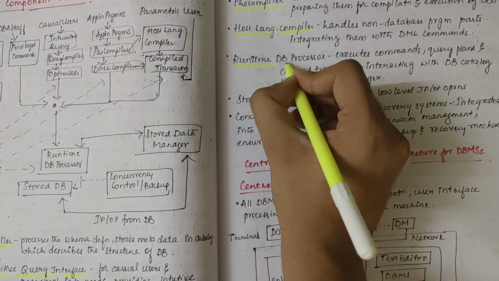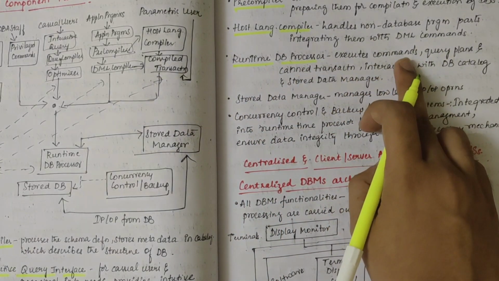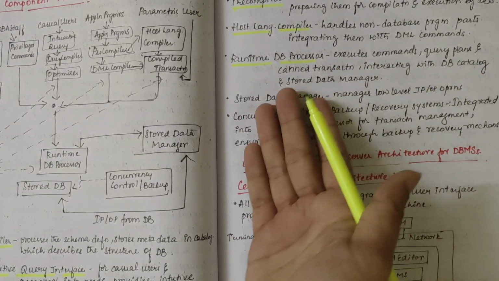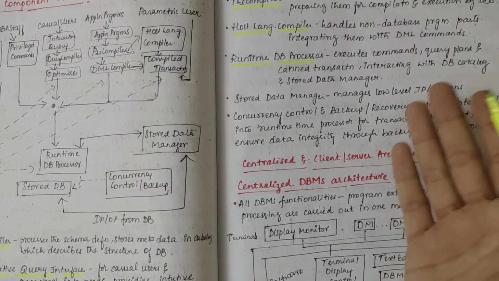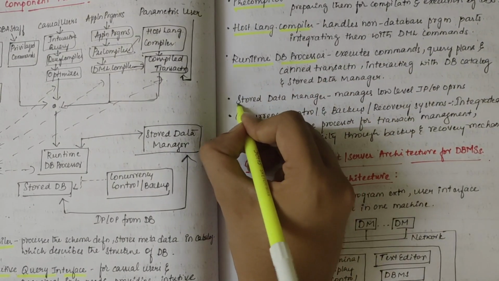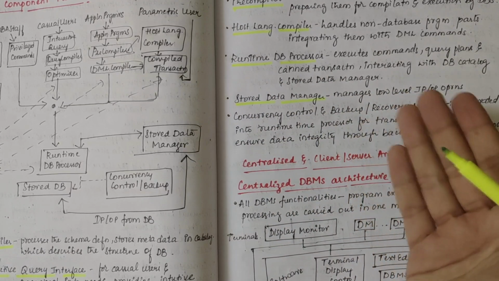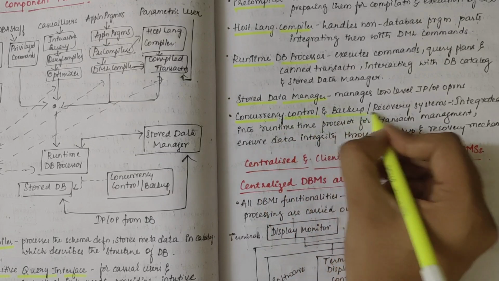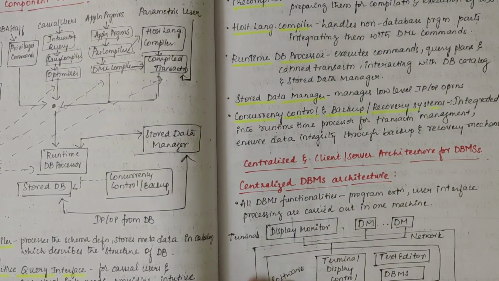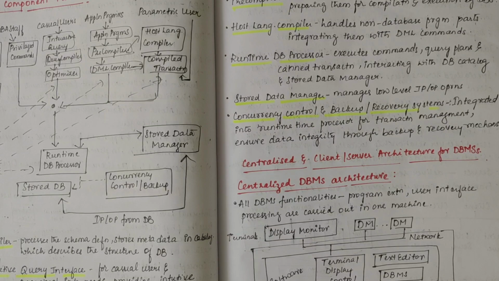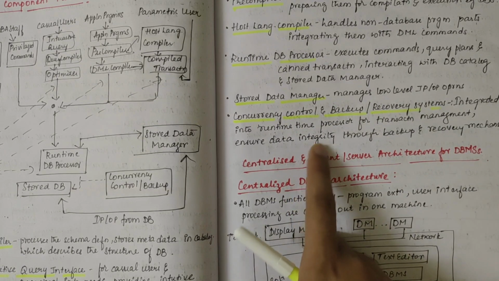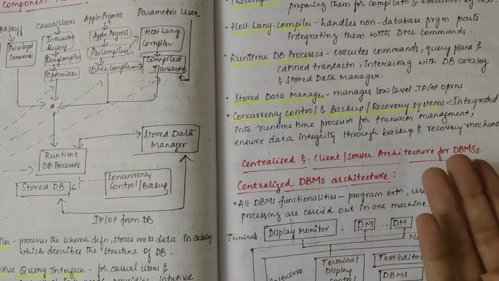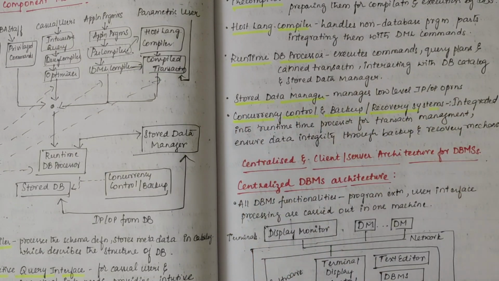Okay, then we have the runtime processor here. The runtime processor executes the commands, query plans and canned instructions. It also interacts with the database catalog and stores the data in the stored database manager. Coming to what the stored database manager is, it manages low level input output operations. And then we have concurrency control and backup / recovery systems. In order to establish the smooth flow of data, we need to make sure that security and concurrency are controlled in the database, right? That's what is handled by this component.